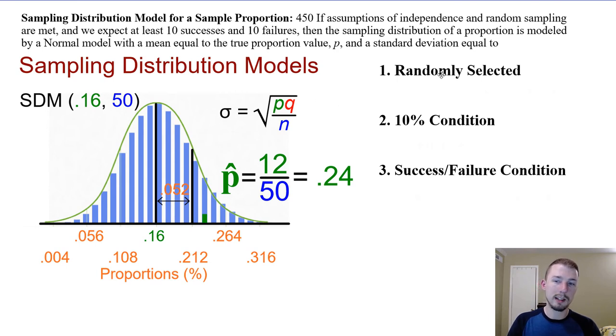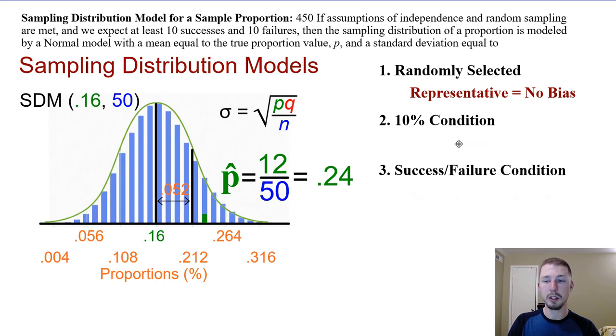So the reason it has to be randomly selected is that randomization helps us avoid bias. It also helps us to guarantee that there wasn't any bias in our sampling methods that might make the sample not representative. So it's not over or underrepresenting any part of the population.